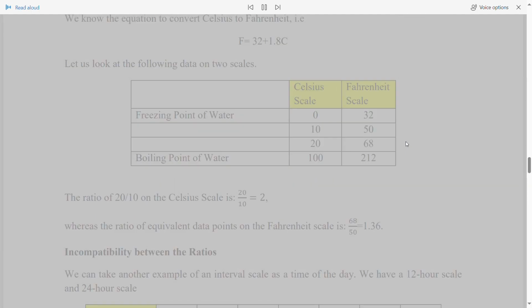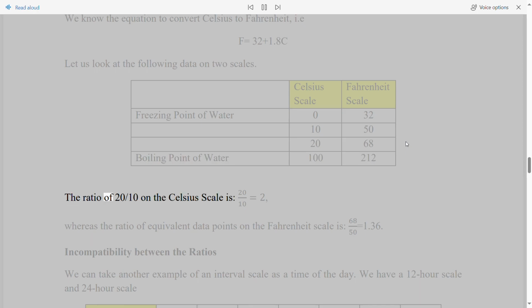We know the equation to convert Celsius to Fahrenheit: F is equal to 32 plus 1.8C. Let us look at the following data on two scales. Celsius scale, Fahrenheit scale: freezing point of water 0 and 32; 10 and 50; 20 and 68; boiling point of water 100 and 212.